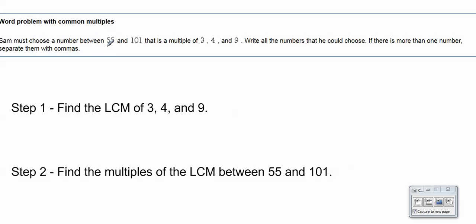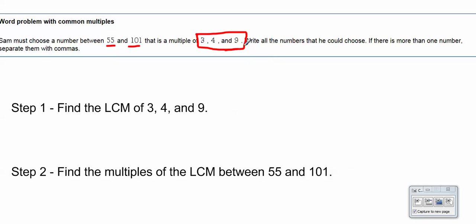Sam must choose a number between 55 and 101 that's a multiple of 3, 4, and 9. Write all the numbers that he could choose, and if there's more than one number, separate them with commas. Okay, 9 is a multiple of 3, but it's not a multiple of 4, so let's go to 18. 9 times 2 is 18. Again, that will work for 3, but not for 4. 9 times 3, 27. That won't work for 4. 9 times 4, 36. Okay, that works for 9, that works for 4, and 3 also goes into 36 evenly.